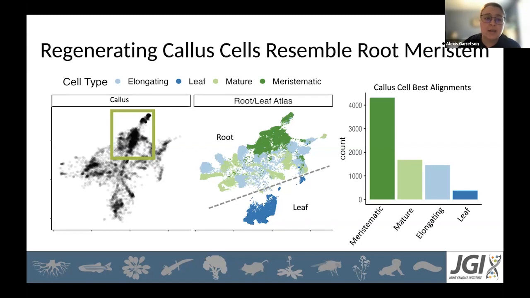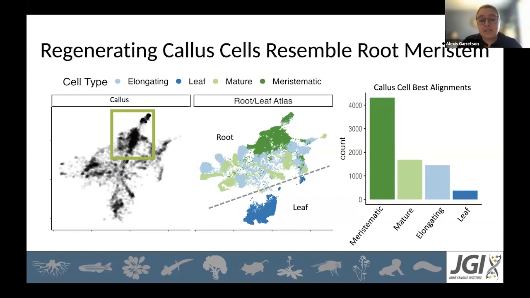And so what we're seeing is that these regenerating callus cells transcriptionally resemble the root meristem, in particular the stem cell niche. So at some level, this suggests that the Arabidopsis regeneration process is resembling early developmental stages. So as it's regenerating, it looks like the initial generation. So this is really interesting.